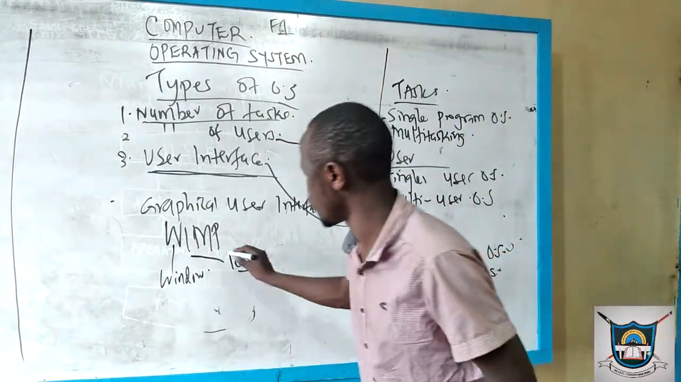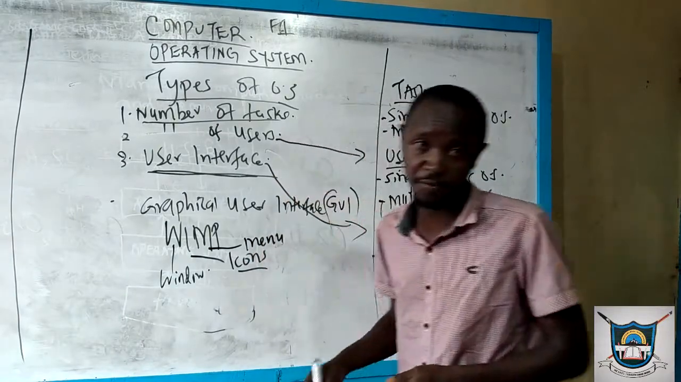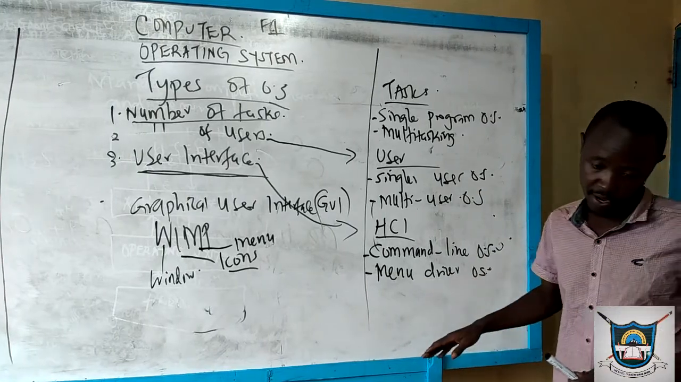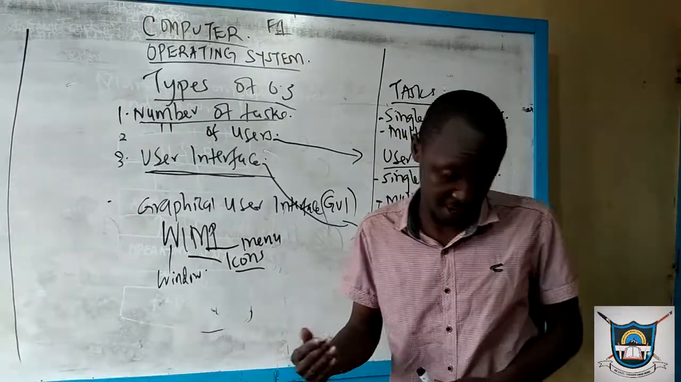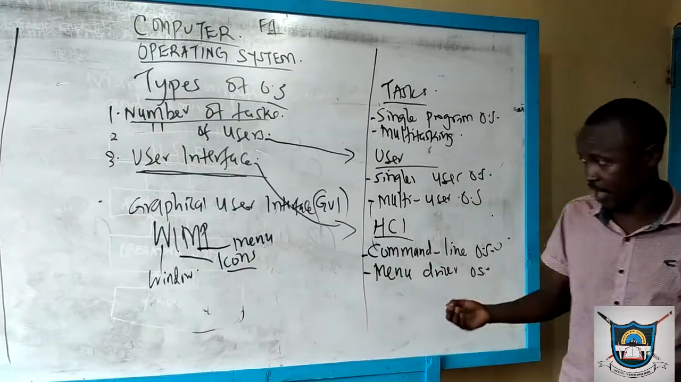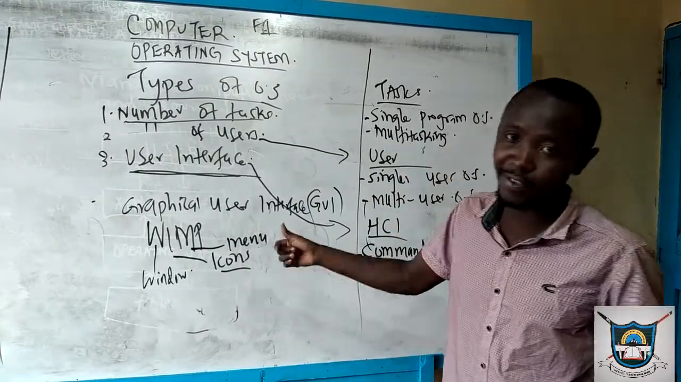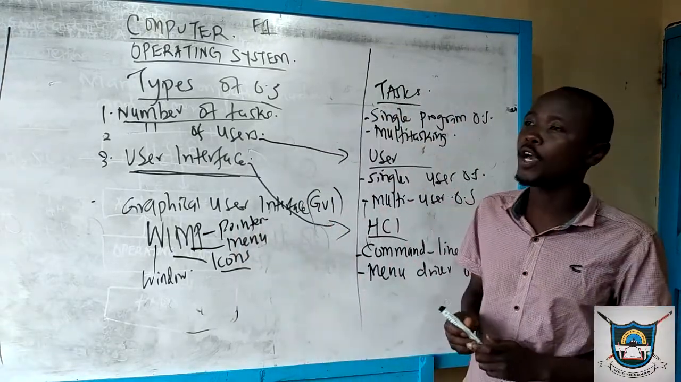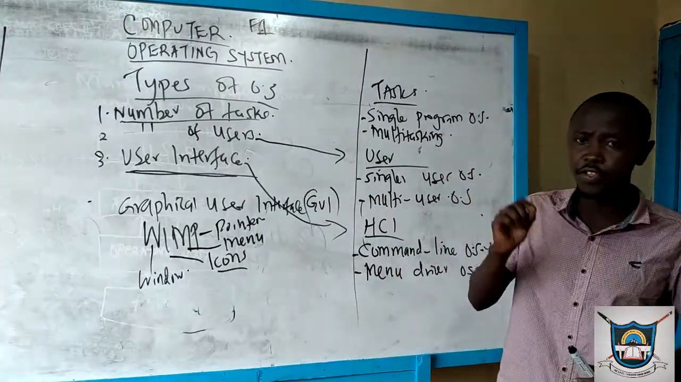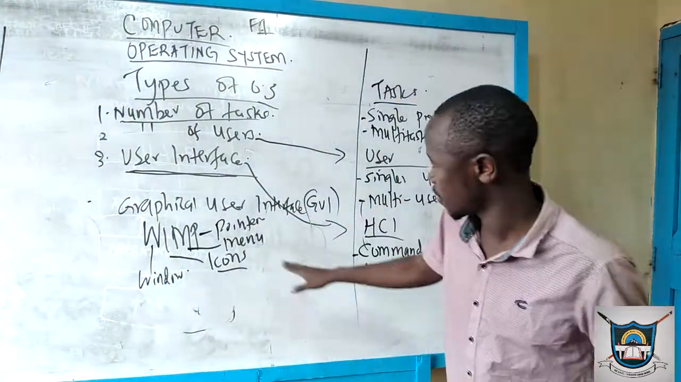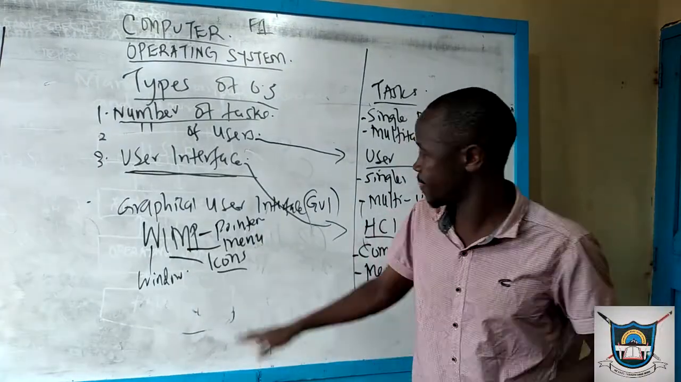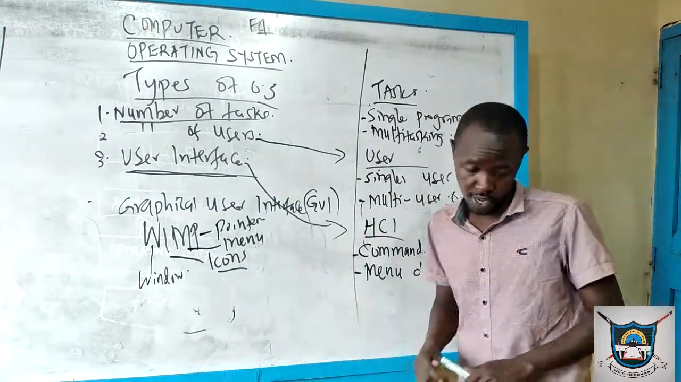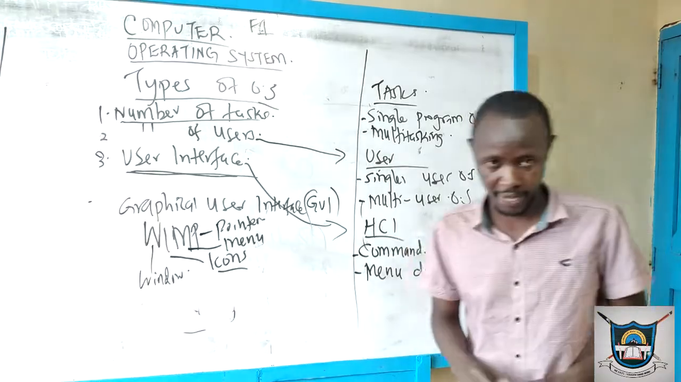It has a menu. M stands for menu. Remember the menu driven interface, so it incorporates that, and therefore it is easier to use the graphical user interface. Last but not least, P stands for pointer. When you are operating a computer, the pointer helps you to select, especially when selecting icons.